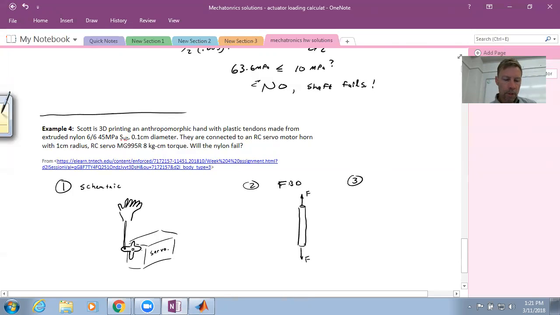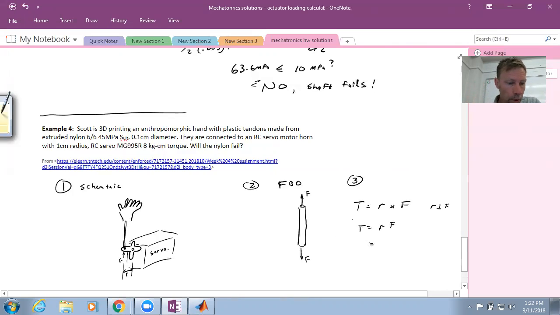Say I had the servo motor horn here, and that servo created some torque, which is related to the force through this R cross F. Note that R is perpendicular to my F. So my F is here, and my R is here. They're going to be perpendicular, so I can rewrite this as torque is R times F.